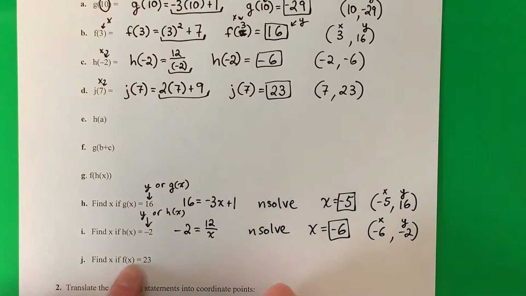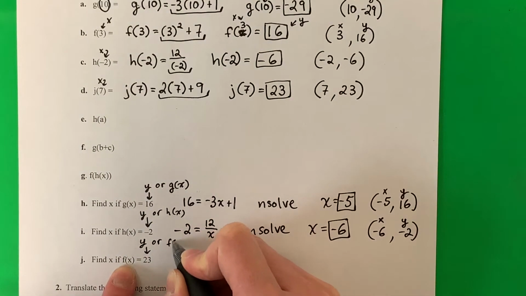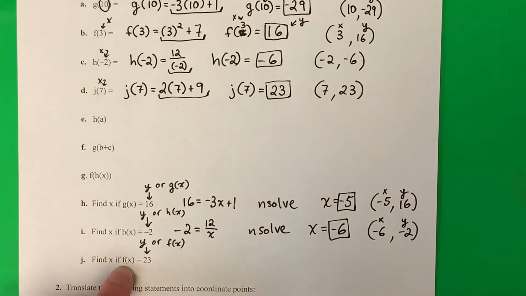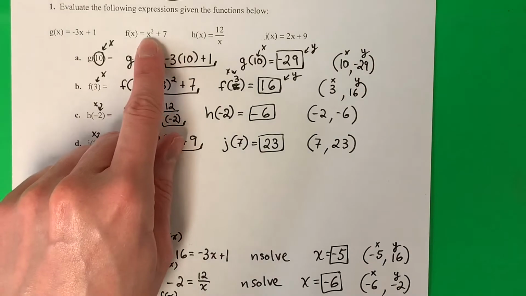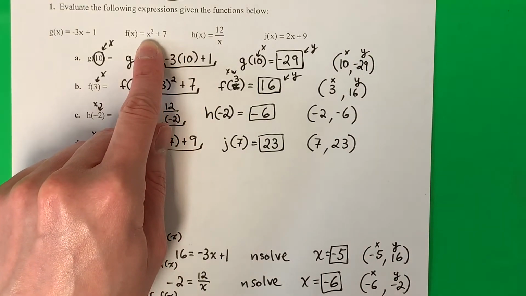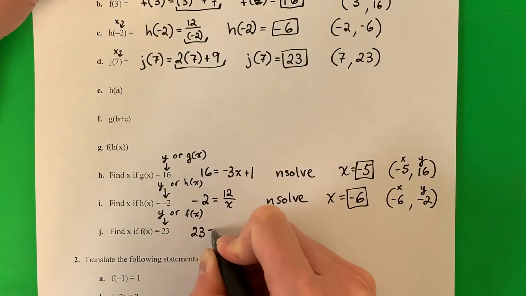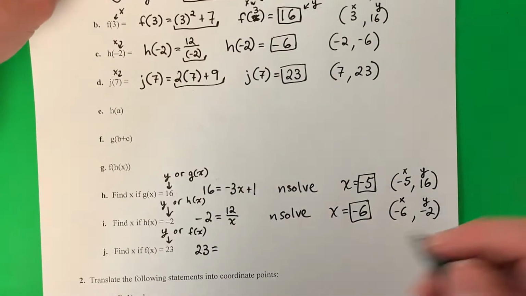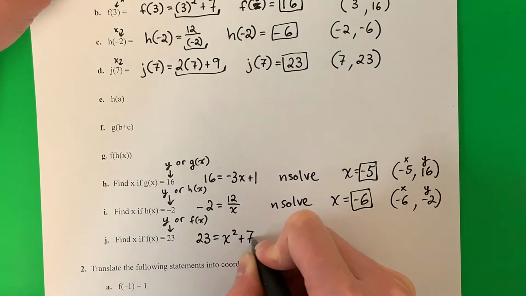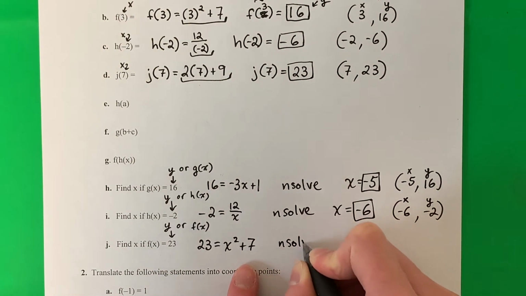Last one. Here I have 23. It is outside of the parentheses, so this is y, or in other words, f of x. So this is f of x. I will need to be using my equation. This one. F of x equals x squared plus 7. So I'm going to change the f of x and put 23 equals, and I'm going to copy this part, x squared plus 7. And I'm going to do my cool calculator trick and solve.